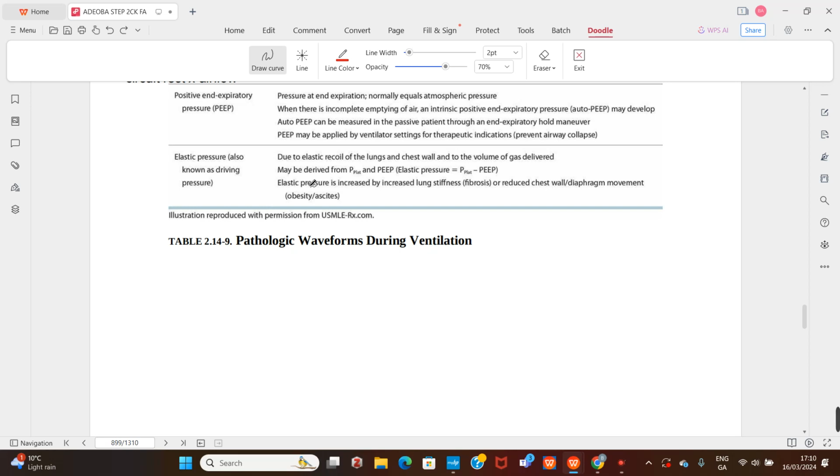So if I want to know somebody's elastic pressure, I don't need to stress myself. I'll just tell the person to breathe in, and do an inspiratory hold. I get my Plateau pressure from there and I remove the PEEP. That is it. You already know the PEEP you have set on your mechanical ventilator. So you remove it, and that's going to be your elastic pressure.